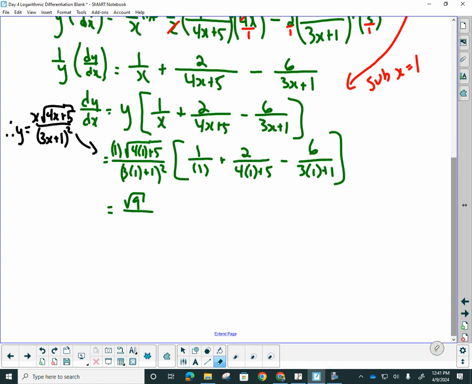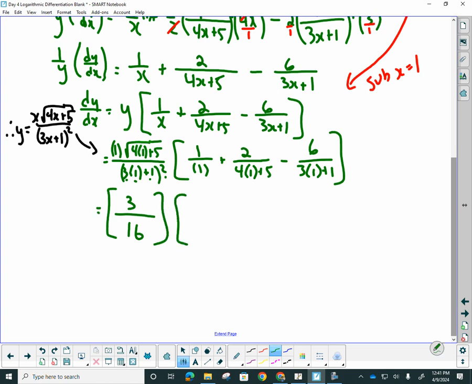Let's actually just replace it with a 3. I think we can see that in our head. So it's root 9 or just 3. And on the bottom, it's 3 times 1, which is 3, plus 1 is 4, squared is 16. Over here, this is just 1. I'm going to guess that I'm going to need a common denominator, so I'll just leave it as 1 over 1. On the bottom, it's 4 times 1, which is 4, plus 5 is 9. And over here, 3 times 1 plus 1 is 4.